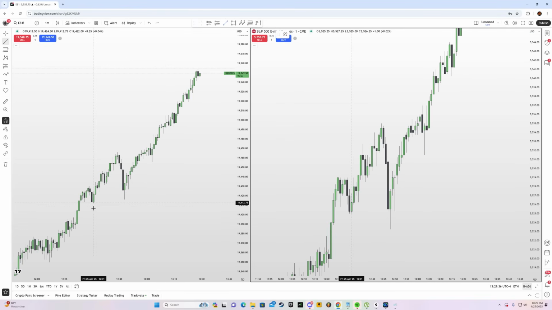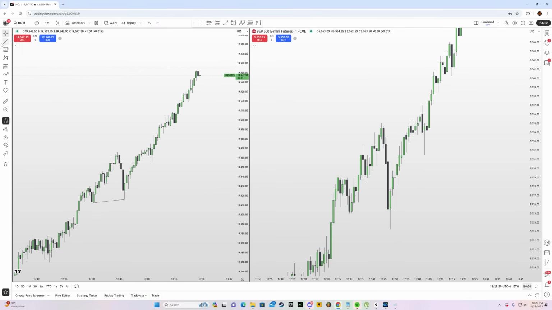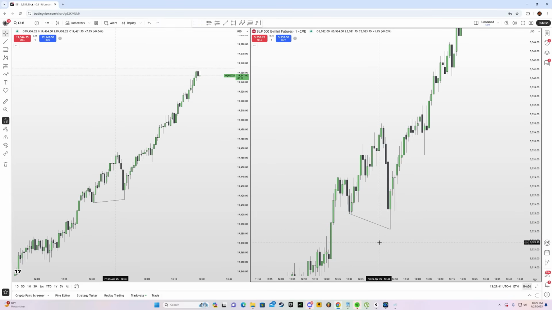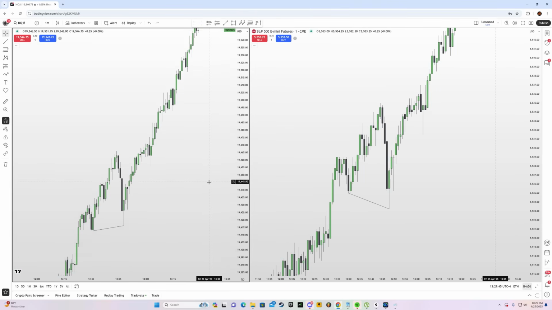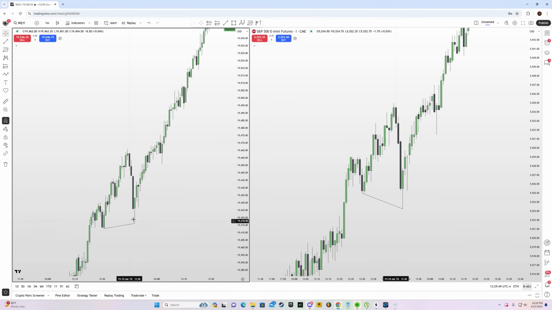Well, if you marked out this low over here and this low on ES, you can see that we had an SMT divergence with this low over here. And we also kind of tapped into this fair value gap on ES. Now, we want to prioritize the setup when this NQ has bullish strength.